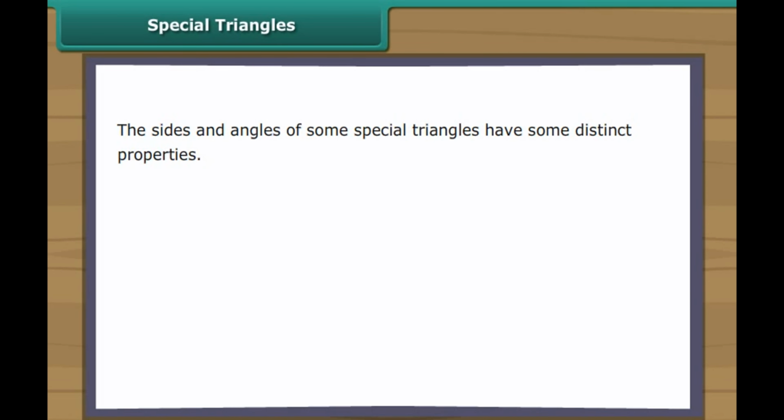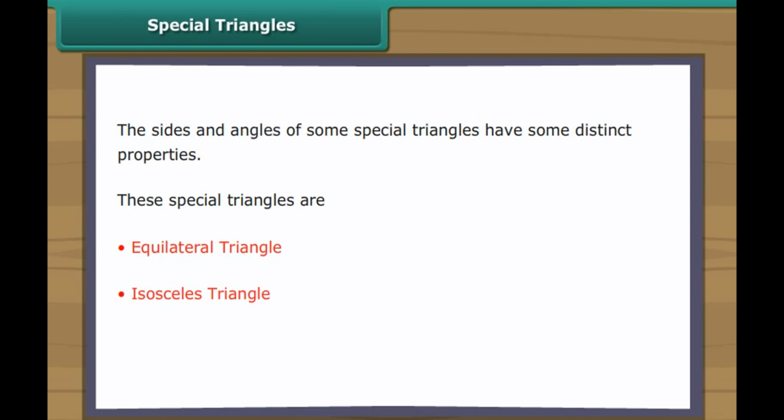Special triangles. The sides and angles of some special triangles have some distinct properties. These special triangles are equilateral triangle, isosceles triangle, right-angled triangle. Let us learn about them.